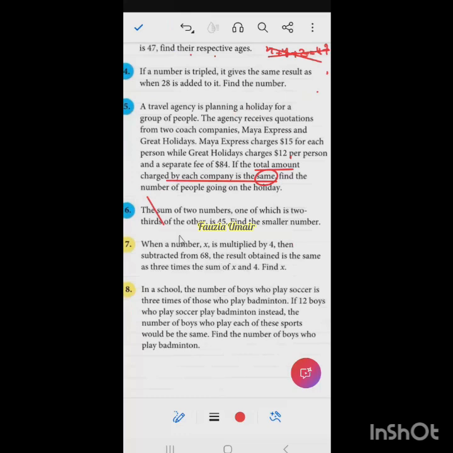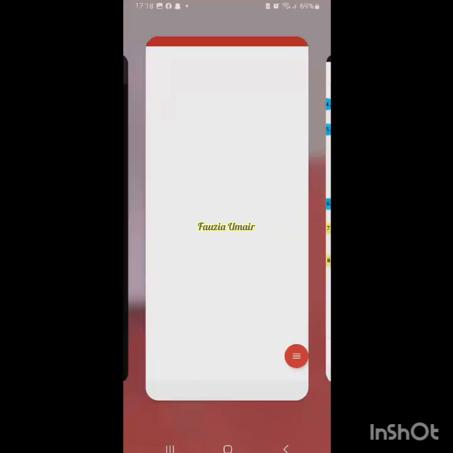Alright. So now let's look at this question number 6. The sum of two numbers, one of which is two-third of the other, is 45. Find the smaller number. हमने smaller number निकालना है, तो what we will assume?